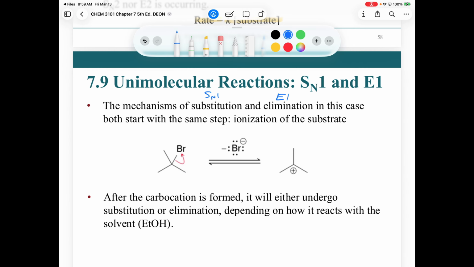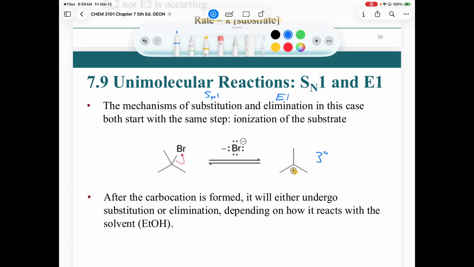Okay, so we lose a leaving group, and they're like, why would that happen? You answer. Why would that happen? What kind of carbocation is this? Is it primary, secondary, or tertiary? That's why it can happen. It's because tertiary carbocations are quite stable, right?